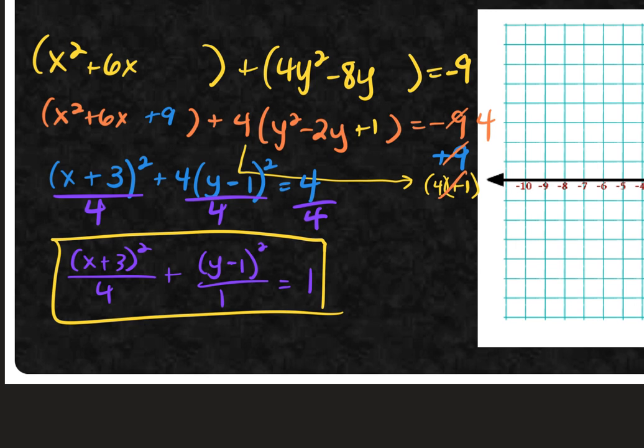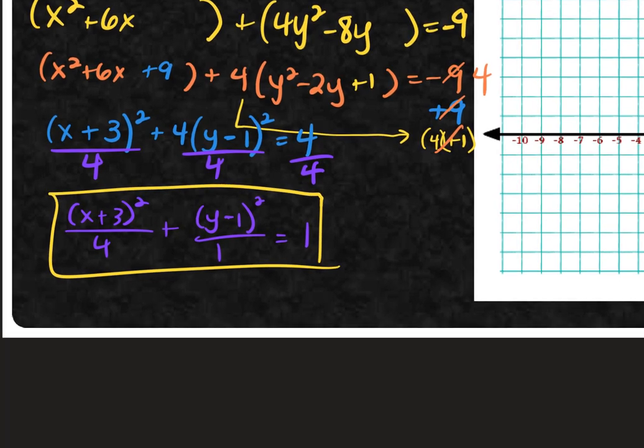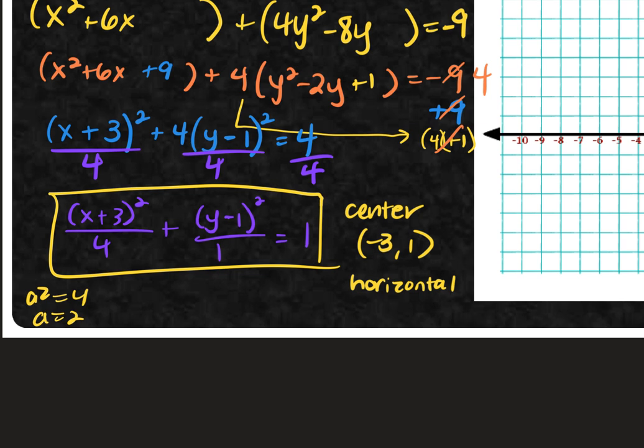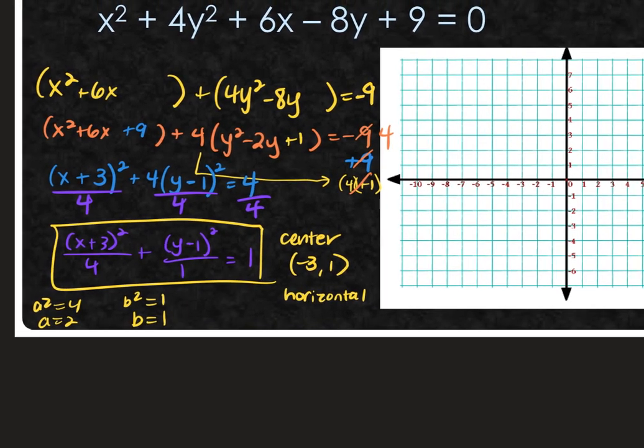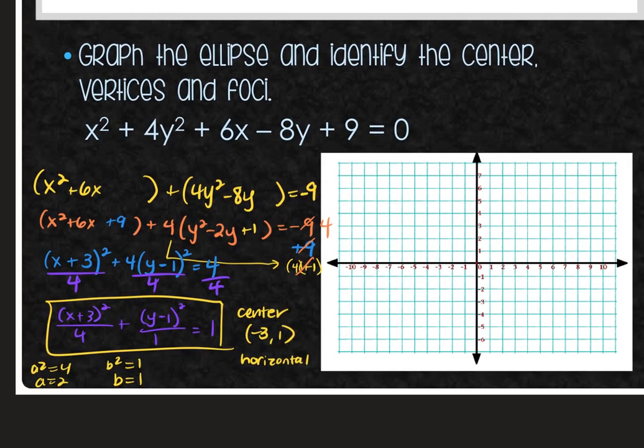Now, tell me what you know about this ellipse. The center is negative 3, 1. A squared is 4, so A is 2. It's horizontal because the bigger base is under the x. B squared is 1, so B is 1. Now we go to our graph. So your A determines if it's horizontal. Correct. Whichever letter the bigger base is under.